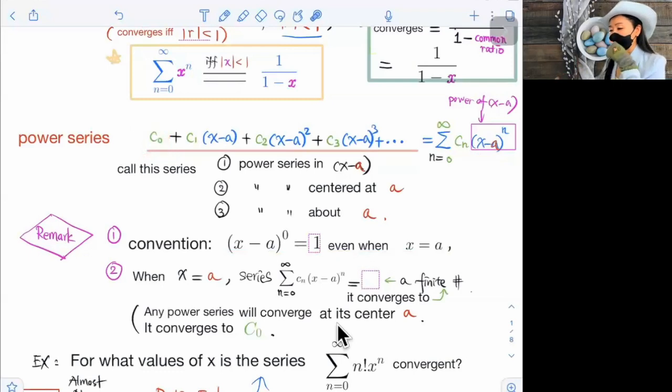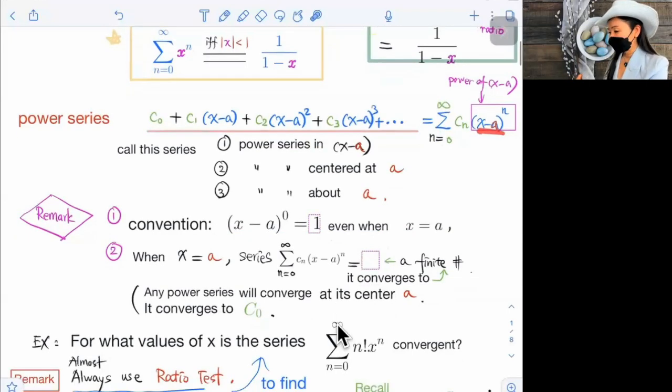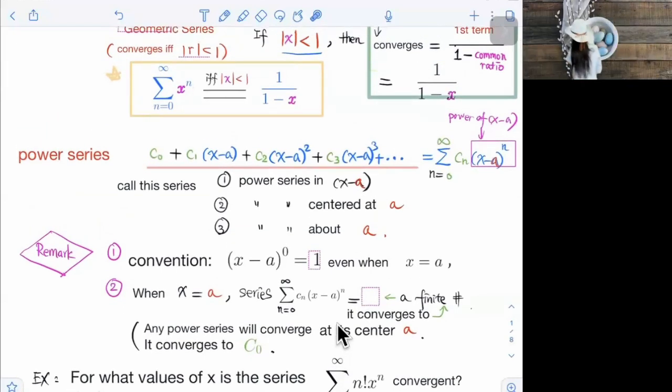All right, now this is called a power series. We have different names for this. We call this a power series in x minus a. Another name for this is a power series centered at a. We're going to see why later on. The center of the power series is this a, the one that x is subtracted by. And we also call it a power series about a. So those are different names for this series.